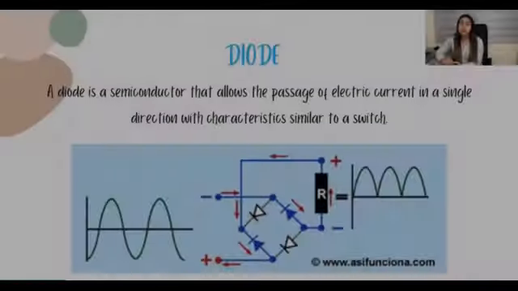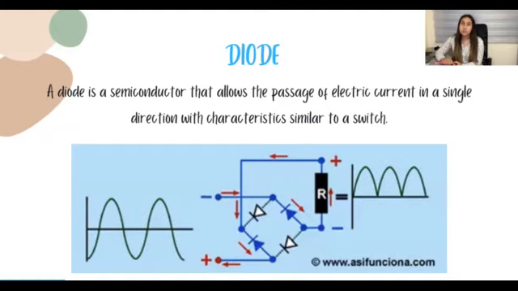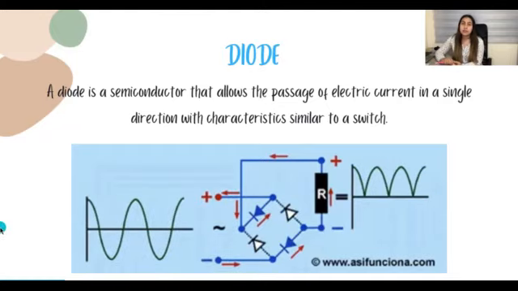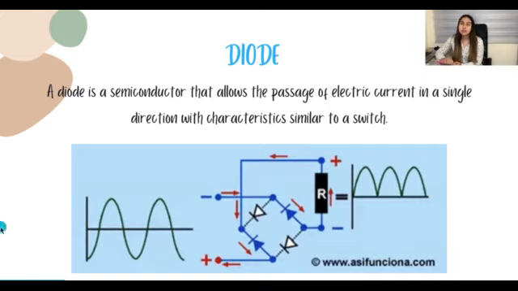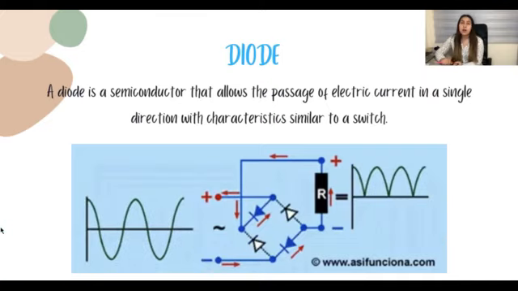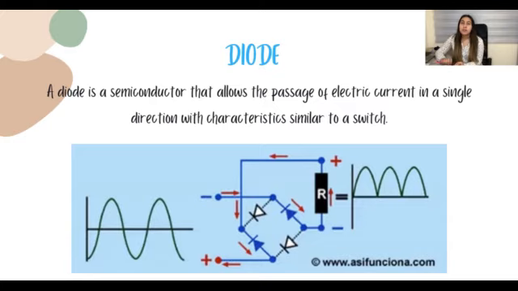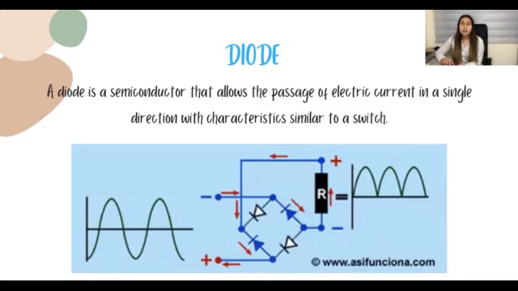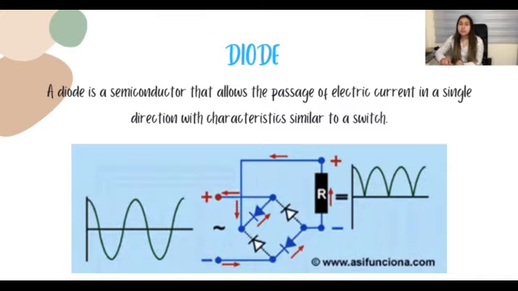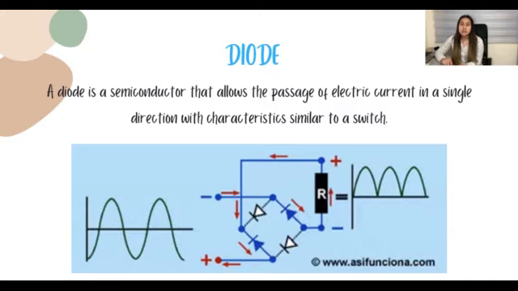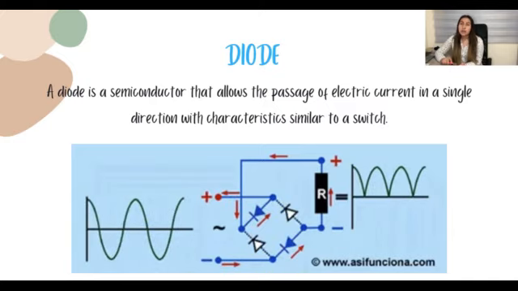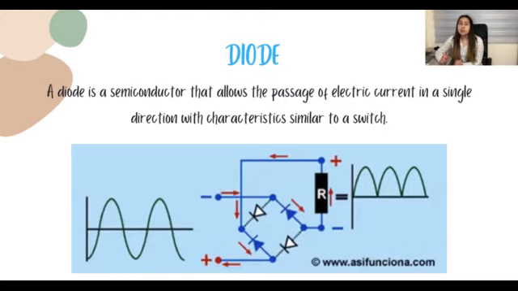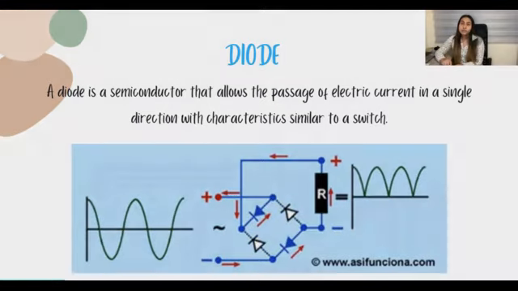A diode is a semiconductor that allows the passage of electric current in a single direction, with characteristics similar to a switch. So, a diode works in this way. It only lets through a single direction of current. In order to work, it converts power from alternating current AC to direct current DC, and sends it in one direction only by isolating the positive pulse from the negative pulse and vice versa.